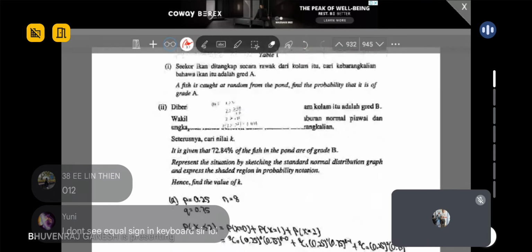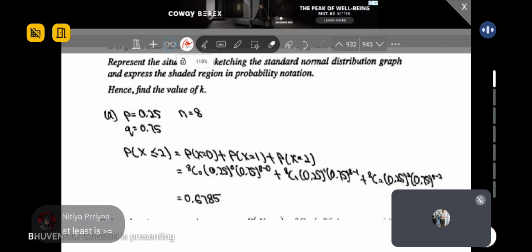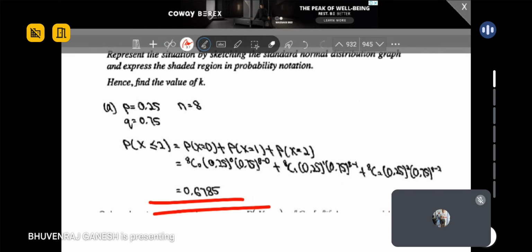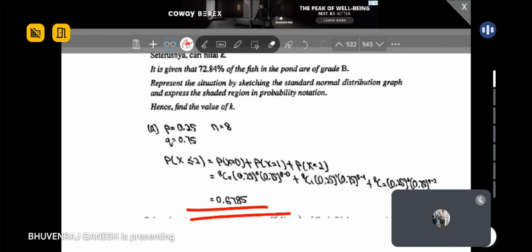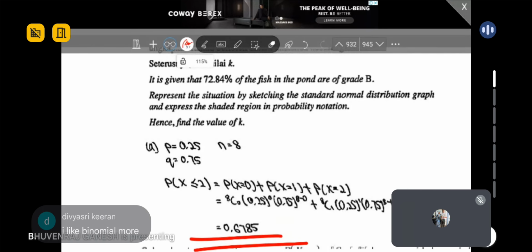Yes. So you just do probability of x equal to 0 plus 1 plus 2. Just press the calculator, then you will get the answer. You can give your answer to 4 SF, 4 angka bererti, or 4 decimal places, 4 tempat perpuluhan. Usually in this chapter, guys, probability is 4 decimal places, always. 4 DP or 4 SF.